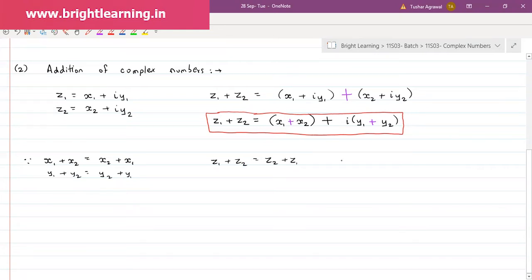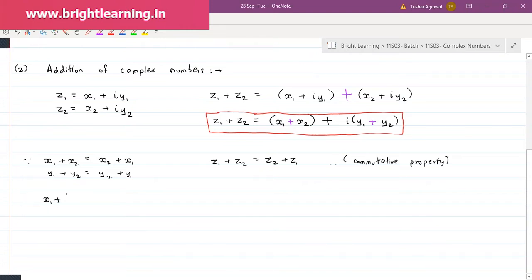I don't think it's very hard to say. This property is called as what? Commutative property. Whatever order you take, it doesn't matter in terms of addition. Another thing, in real numbers, x1, x2, y1, y2 are all real numbers.